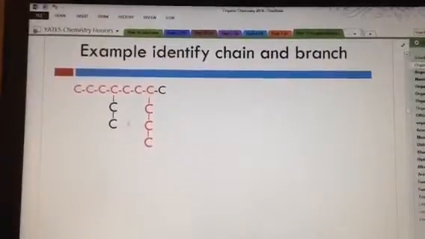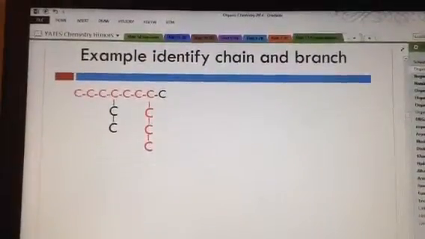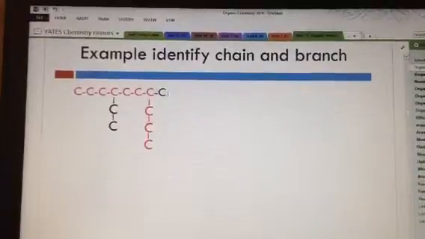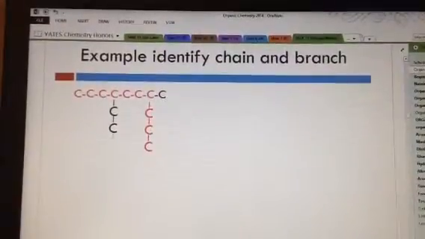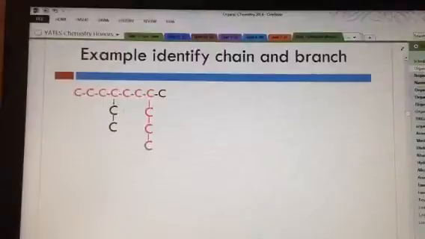Then I would simply identify the charms that are hanging off. I have 1 over here, that's called a methyl. 2 is an ethyl.